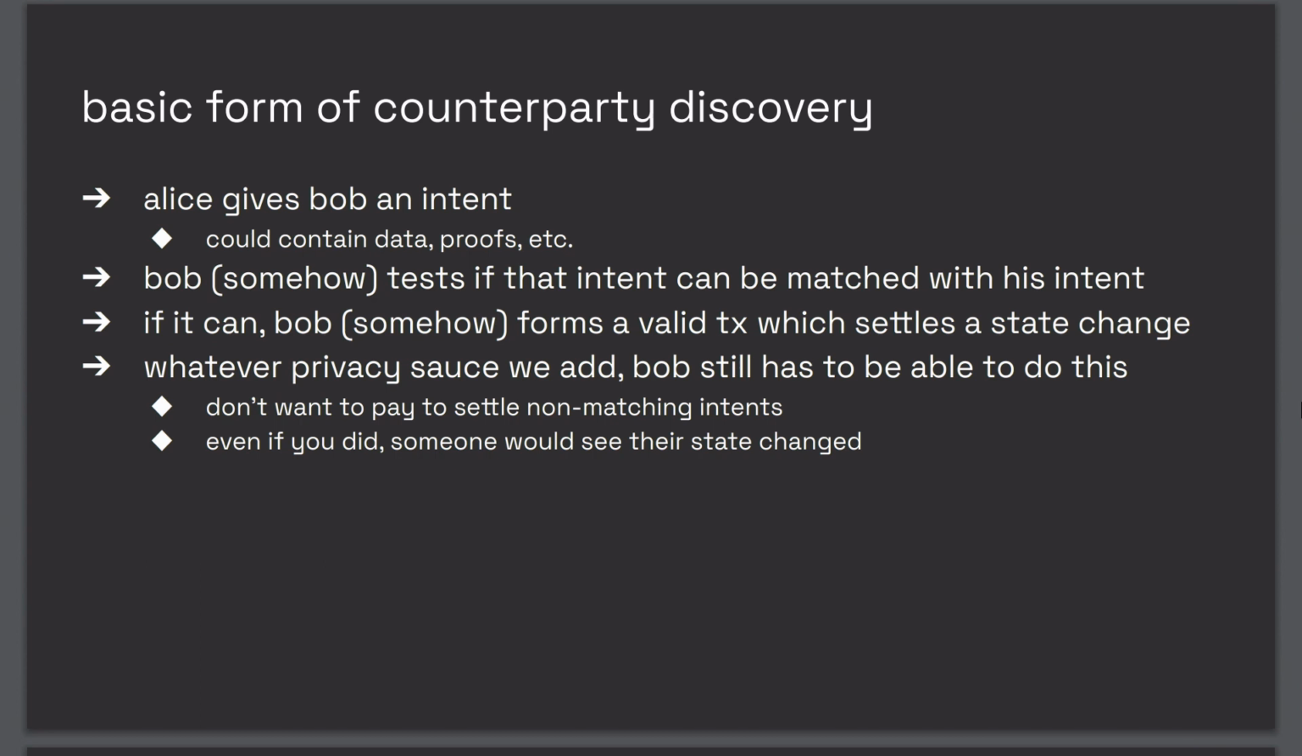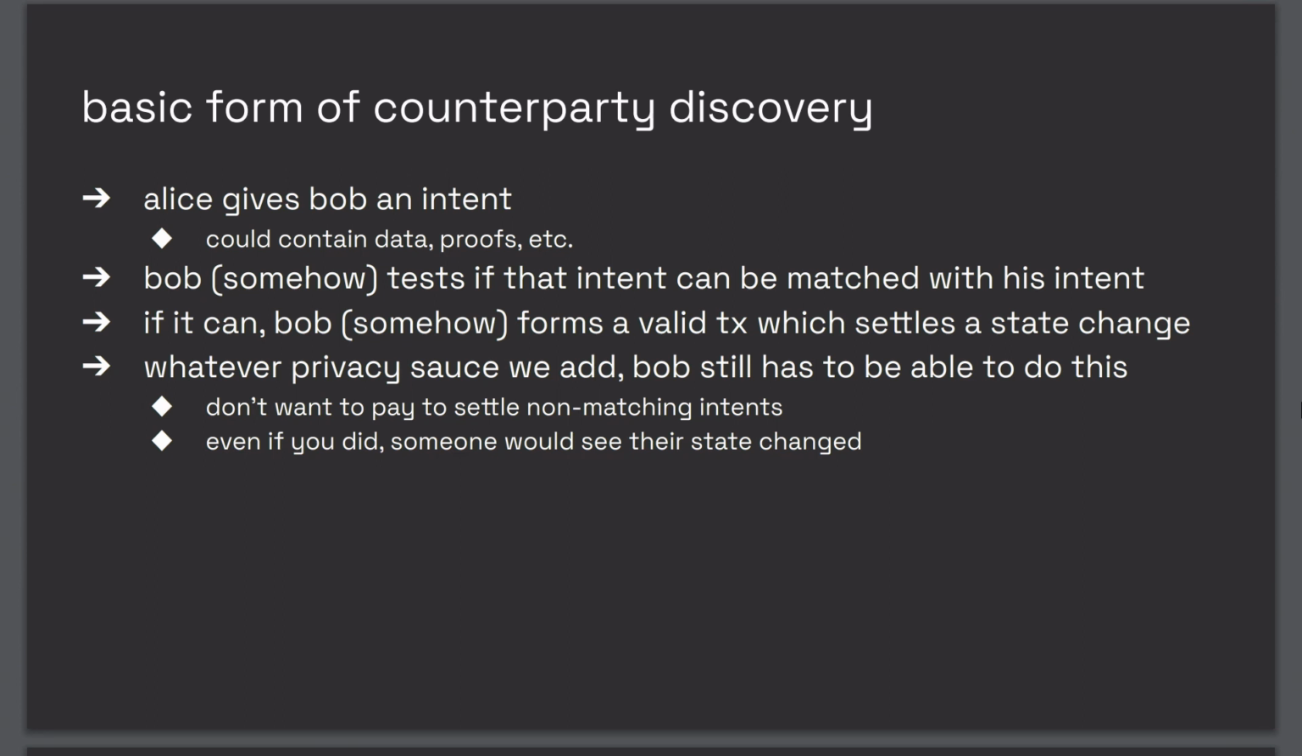But because of this architecture, the way in which we add privacy has to preserve Bob's ability to make this test and construct this transaction. Why? You could say, maybe we construct another sort of system where you submit all of your intents to the blockchain. They're magically encrypted with everything, and you don't even know whether they've been matched or not. And you could do that, but it's very expensive, because then you're paying to settle all of these intents which don't actually match.